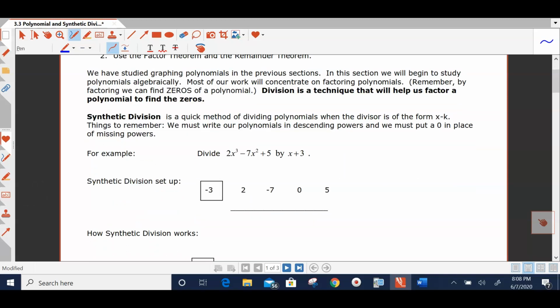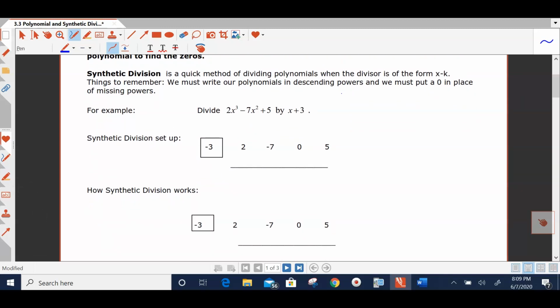So let's look at synthetic division. It's a quick method of dividing polynomials when the divisor, that denominator, this part right here, is of the form x minus k. We got to remember to write our polynomials in descending powers before we can use this method. And if a power has been skipped, we have to put a zero in place of it. So if I have a missing term, I need to put a zero in place for those.